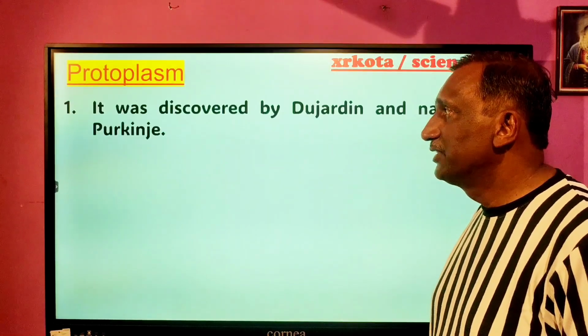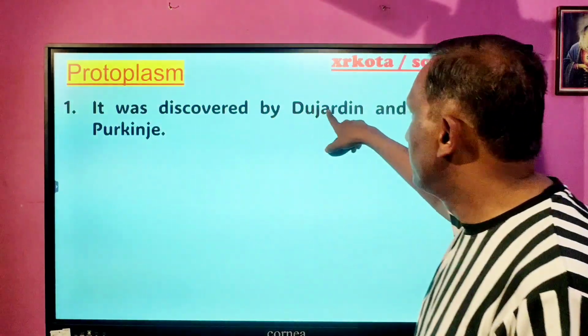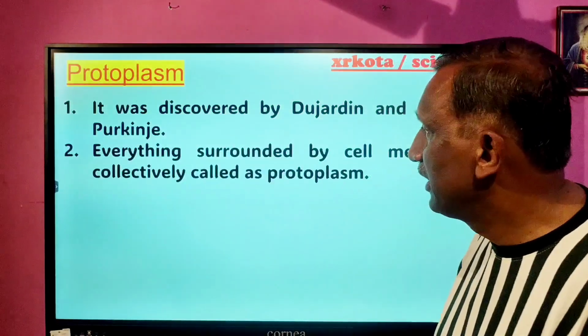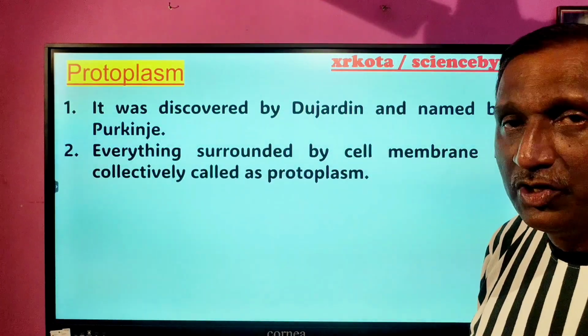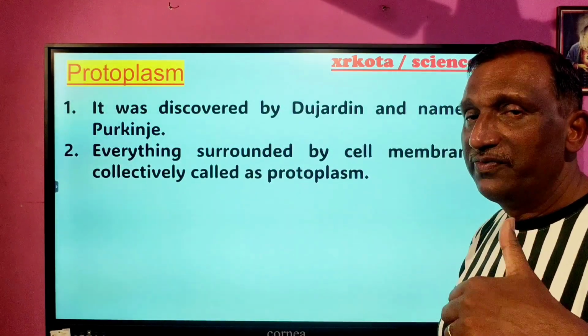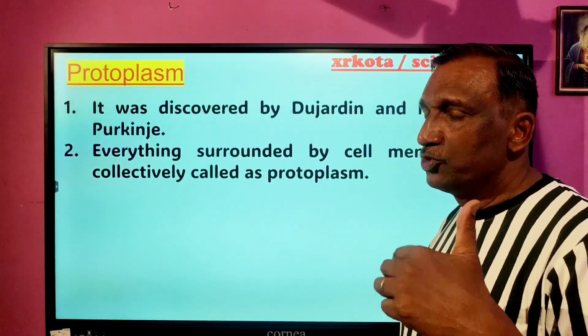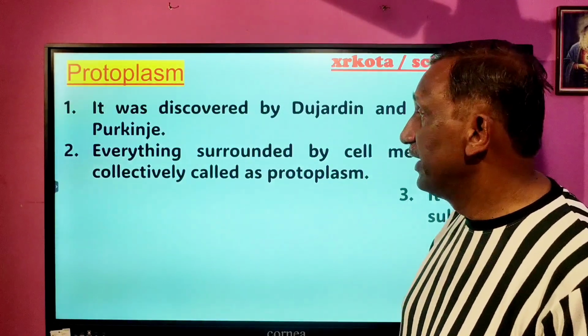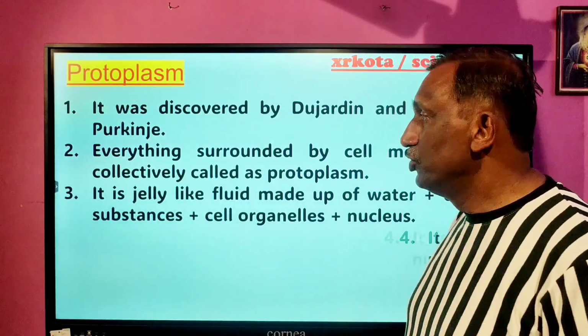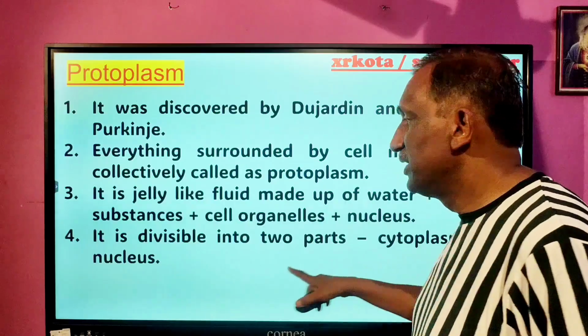Okay. Let's talk about protoplasm. As we enter into the cell through a cell wall and then cell membrane, we come across a jelly-like fluid that is called protoplasm. It was discovered by Dujardin and named by Purkinje. Everything surrounded by the cell membrane is collectively known as protoplasm. So it will have cytoplasm, and cytoplasm has all the cell organelles if it is a eukaryotic cell. Prokaryotes also have ribosomes, and the nucleoid is also there. It is a jelly-like fluid made up of water plus organic substances plus cell organelles plus nucleus, and it is divisible into two parts, cytoplasm and nucleus.